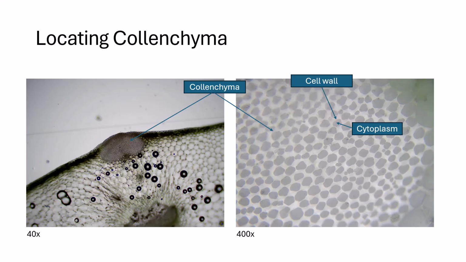Collenchyma cells are found just beneath the epidermis, especially in the ridges of the celery stalk. They appear as clusters of lighter gray, elongated cells with unevenly thickened cell walls, particularly at the corners. It's hard to distinguish where the cell wall of one cell begins and ends. I've also labeled the interior of the cell as the cytoplasm. These thickened corners provide strength while still allowing the tissue to bend without breaking.